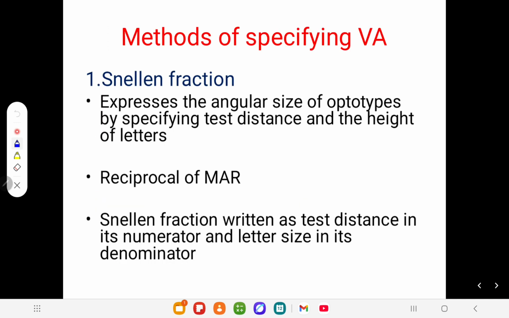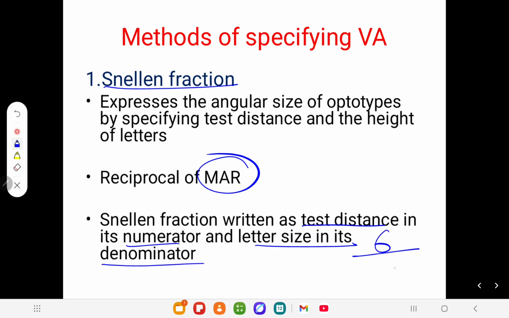So, methods of specifying visual acuity. First, we will discuss Snellen's fraction. As we all know, Snellen's fraction basically expresses the angular size of the optotype, especially at a distance, the height of the letter. It's definitely the reciprocal of the MAR. If we take the reciprocal of the MAR, that's Snellen's fraction. So basically, it is written as the testing distance in the numerator and letter size in the denominator.